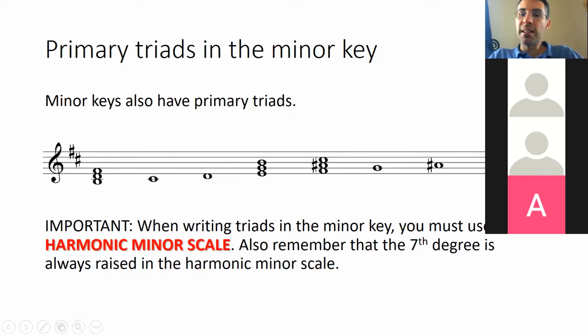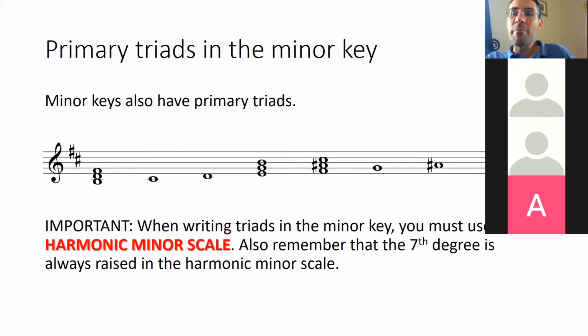When we write triads in a minor key, you must use the harmonic minor scale. I don't know if you remember this. When we were learning minor scales, I was saying there is the natural minor, the harmonic minor, and the melodic minor, 3 different types of minor keys. And I said at a later stage, I will explain to you why one is called the harmonic and why one is called the melodic. Well, now I'm going to explain to you why.